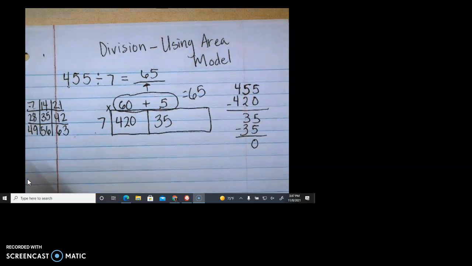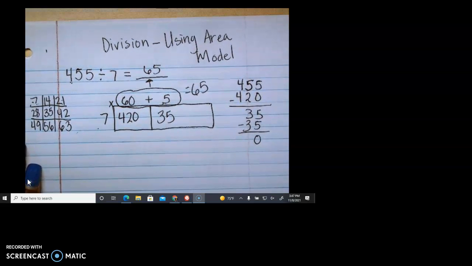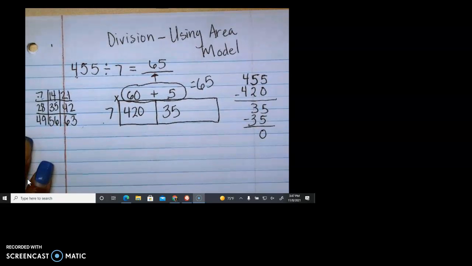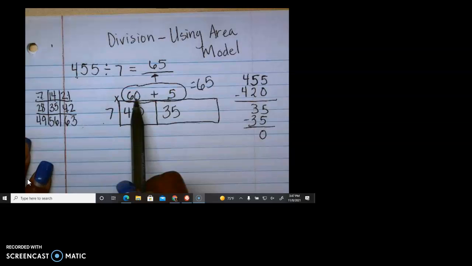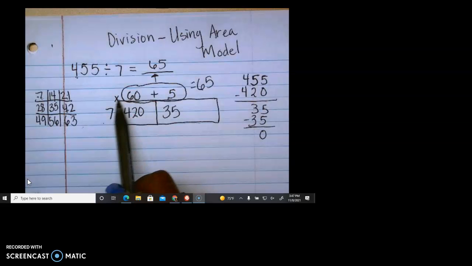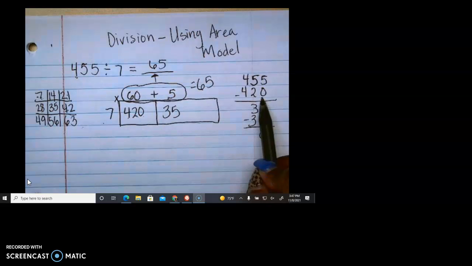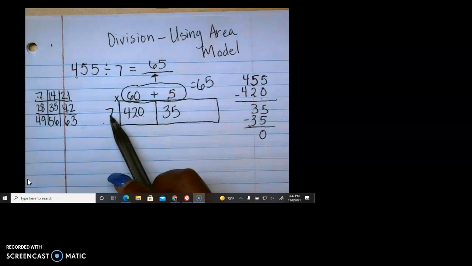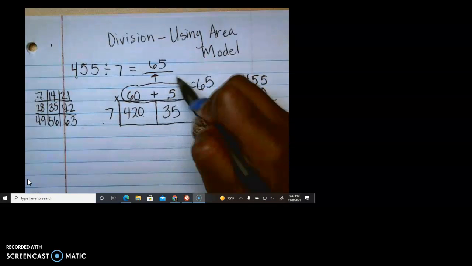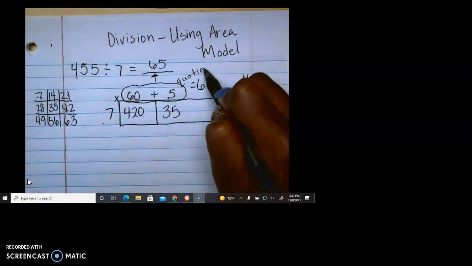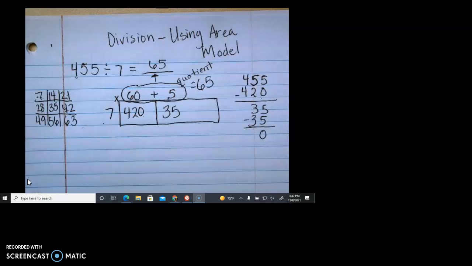If you're like, Miss Carrie, that was too fast, what are you doing? Take a moment to look and see. Remember that 7 times 6 was 42. Remember about that 0 concept. 7 times the 60 would give me 420. I can take that away, and I'm left with 35. That reminds me that 7 times 5 is 35. I add up my quotient here, and that is my answer.